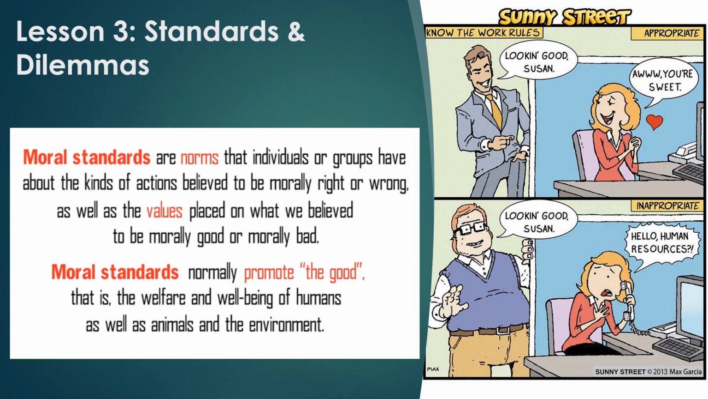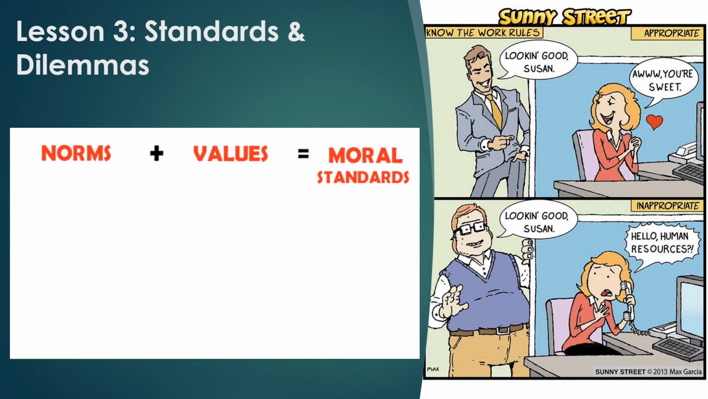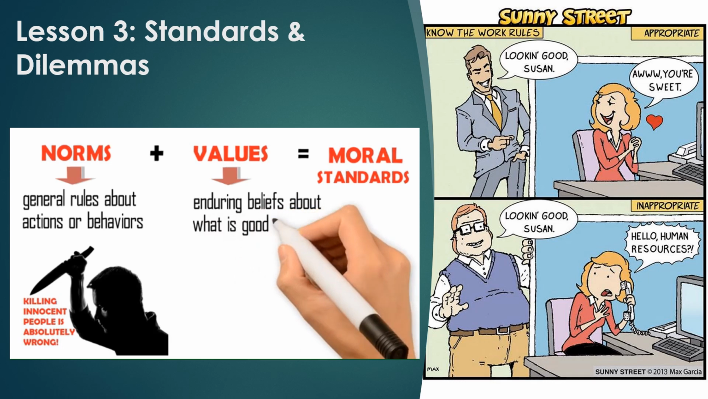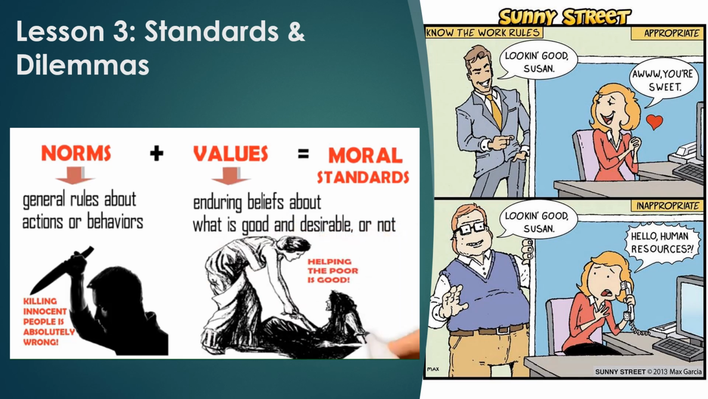According to some scholars, moral standards are the sum of combined norms and values. In other words, norms plus values equal moral standards. On the one hand, norms are understood as general rules about our actions or behaviors. For example, we may say, "We are always under the obligation to fulfill our promises," or "It is always believed that killing innocent people is absolutely wrong." On the other hand, values are understood as enduring beliefs or statements about what is good and desirable or not. For example, we may say, "Helping the poor is good," or "Cheating during exams is bad."